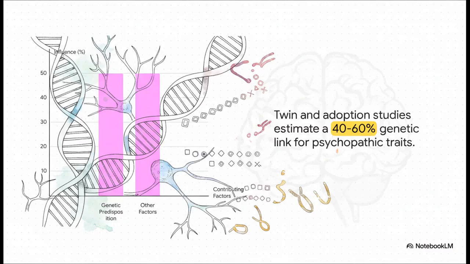For primary psychopathy, the classic psychopath, the evidence points overwhelmingly toward biology. I mean, studies of twins and adoption suggest that genetics can account for a massive 40 to 60% of these traits. That means there's a powerful genetic push shaping their brain from day one.